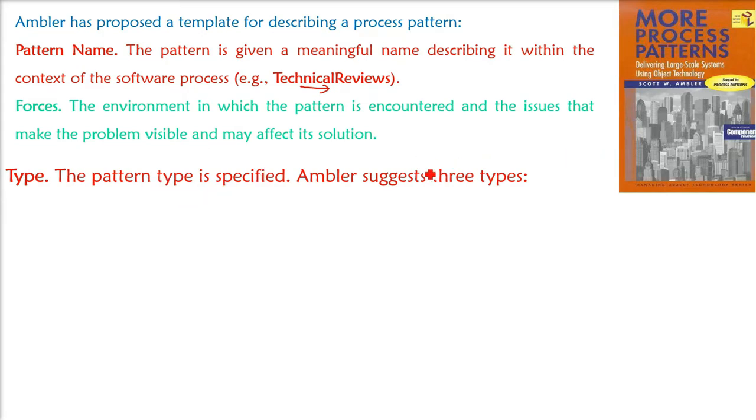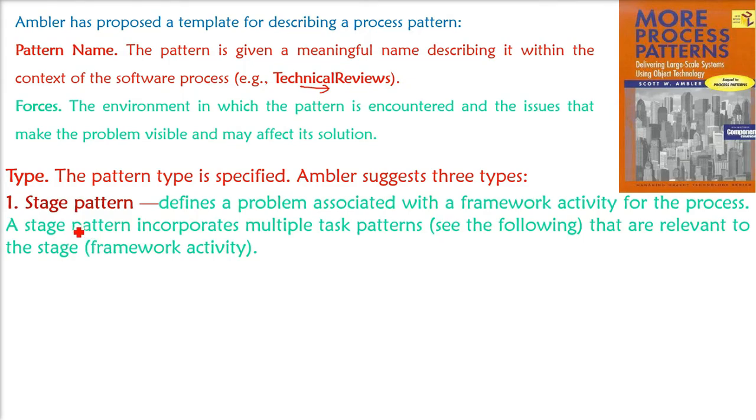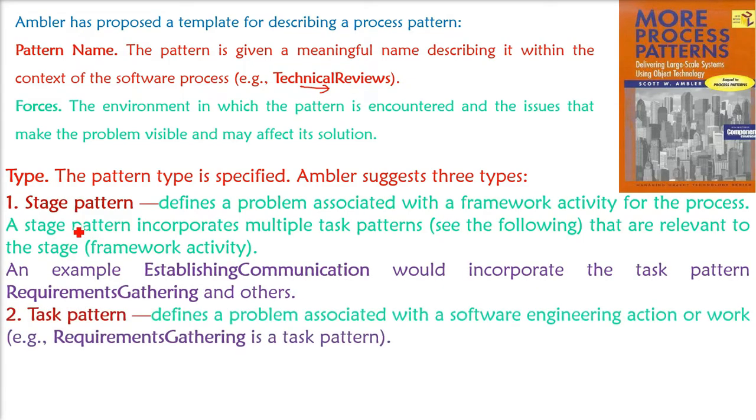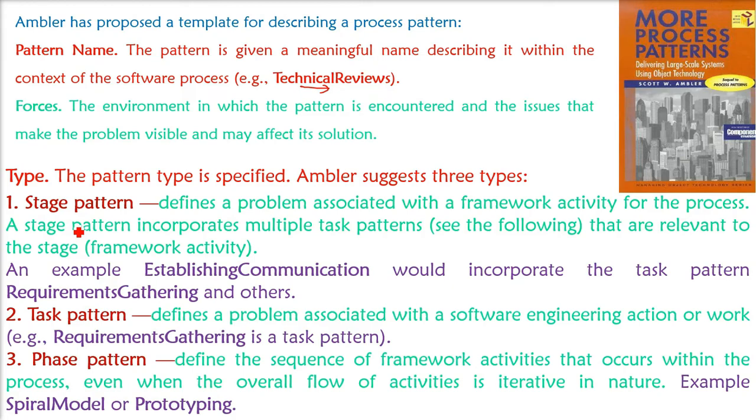Then you have to write the type. The pattern can be of 3 types. Ambler suggested 3 types. It can be a stage pattern, it can be a task pattern, or it can be a phase pattern. So stage pattern is actually defining a problem which is associated with a framework activity. Hope you remember the framework activity. You started with communication, then till deployment. So stage pattern is defining a problem which is associated with the framework activity. This stage pattern incorporates multiple task patterns.